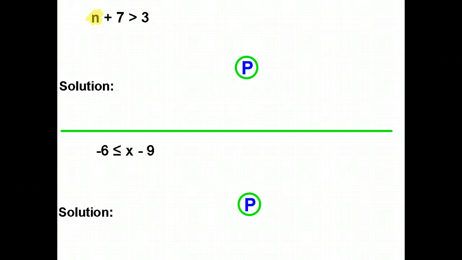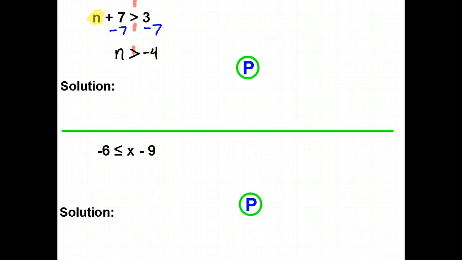So I'm going to subtract 7 from both sides. And remember, just like before with equations, even though there's not an equal sign, the inequality sign still divides the statement into two sides, the left side and the right side. After I've subtracted, on the left-hand side I'm left with n. My inequality sign stays exactly the same, and on the right-hand side, 3 take away 7 leaves us with negative 4.